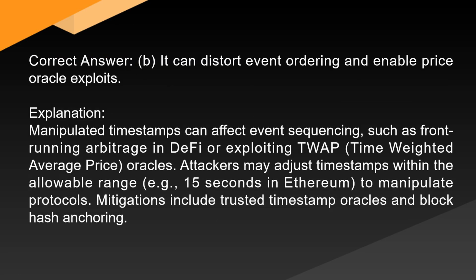Correct answer. B. It can distort event ordering and enable price oracle exploits. Explanation. Manipulated timestamps can affect event sequencing, such as front-running arbitrage in DeFi or exploiting TWAP, time-weighted average price, oracles. Attackers may adjust timestamps within the allowable range, e.g., 15 seconds in Ethereum, to manipulate protocols. Mitigations include trusted timestamp oracles and block hash anchoring.